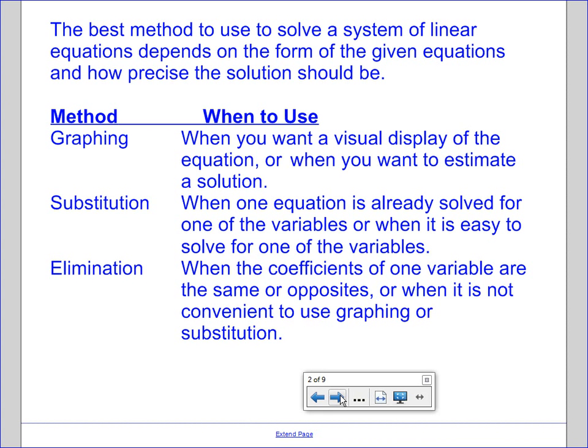Elimination is the method to use when it's not convenient to use the other two. Elimination is very quick and easy if the coefficients of one variable are the same. For instance, you have a 2x in one equation and a negative 2x in the other equation. Or if they're both 2x, then you can subtract and eliminate that variable.